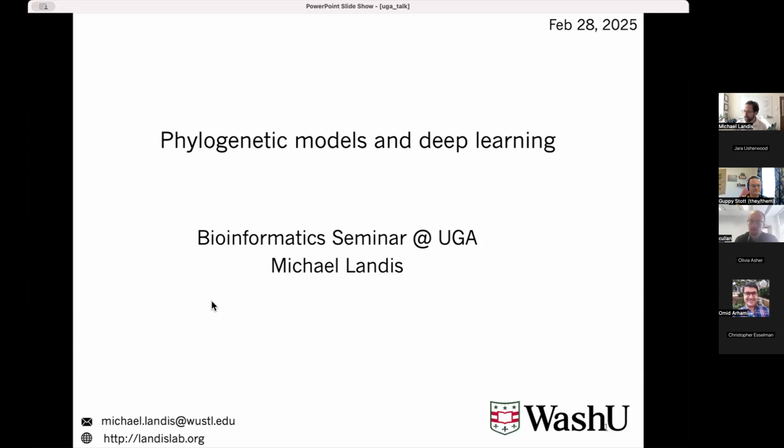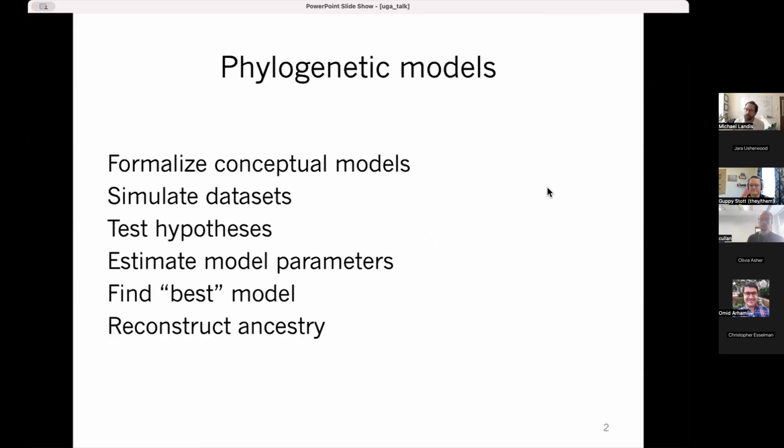Right. So like Guppy said, my name is Michael Landis. I'm here at WashU in St. Louis, and my background is in statistical phylogenetics. Now, I'll be talking a little bit about phylogenetic models. Phylogenetic models are useful for all sorts of things. Models in general are valuable for the ability to formalize conceptual models that we might have as biologists, for simulating data sets, testing hypotheses, estimating model parameters, finding the best model, and with phylogenetics, reconstructing the past, like species relationships, ages of lineages, ancestral states, things like that.